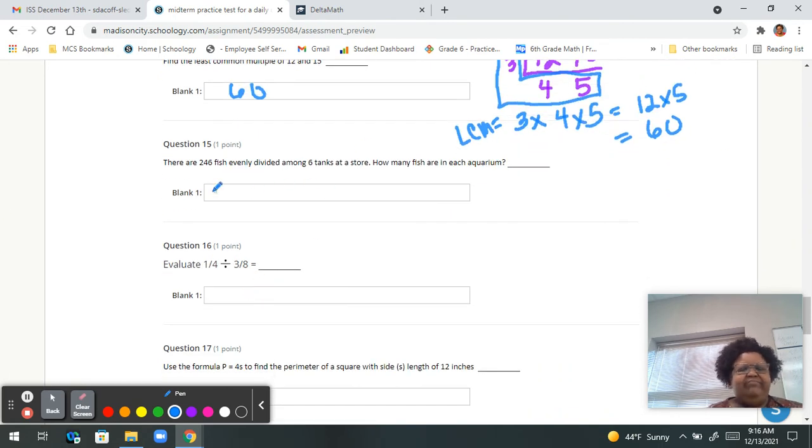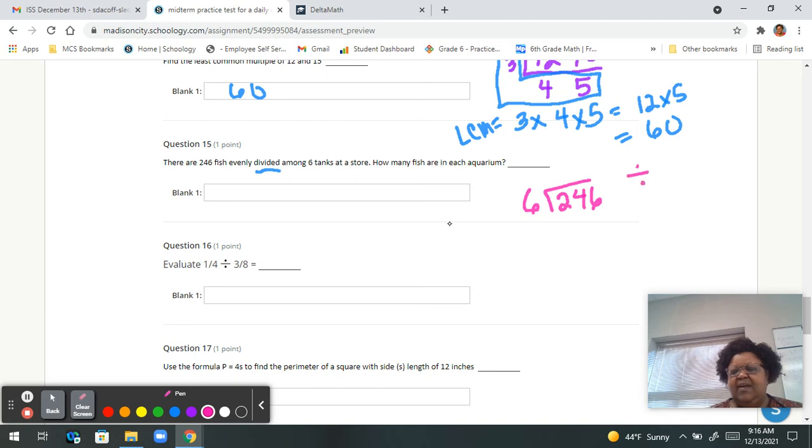Okay, y'all got this one all day, every day. I think almost everybody got this one right. There are 246 fish evenly divided among 6 tanks at a store. How many fish are in each aquarium? Okay, so we have to divide. 246 divided by 6. I'm going to do this one by hand.